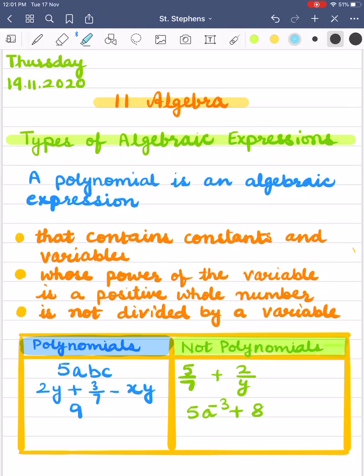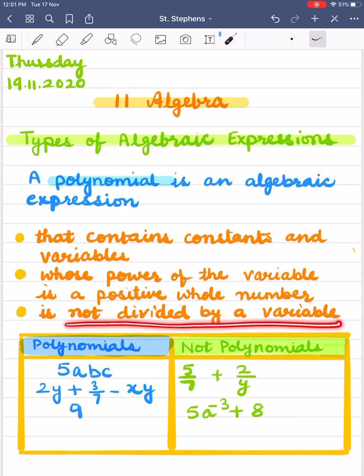A polynomial is an algebraic expression that contains constants and variables whose power of the variable is a positive whole number and is not divided by a variable. Here we have some examples of polynomials: 5abc, (2y + 3)/7 − xy, 9, etc.